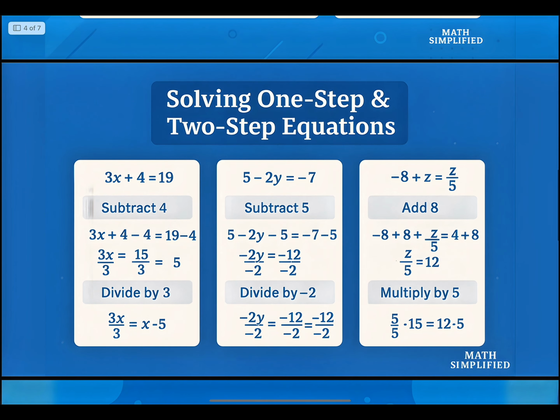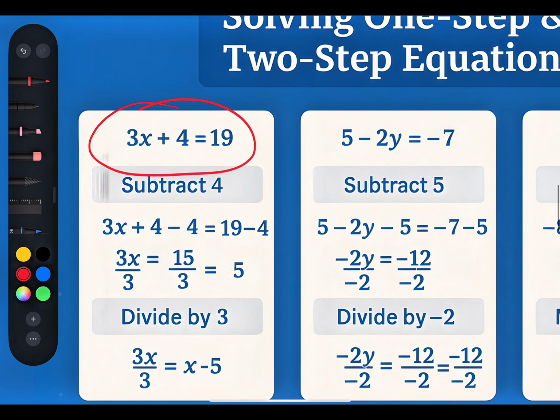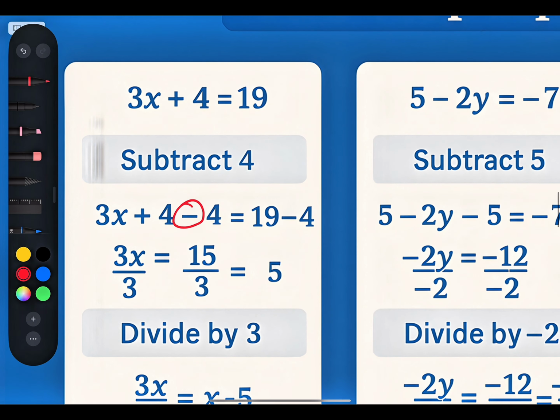So now we have other examples. We have 3x plus 14 plus 4 equals 19. So the first step here is to subtract by 4 because we have to undo the numbers here.